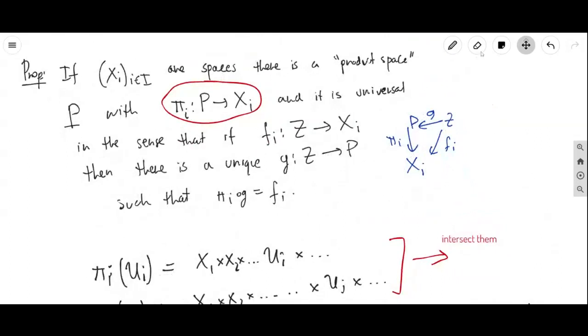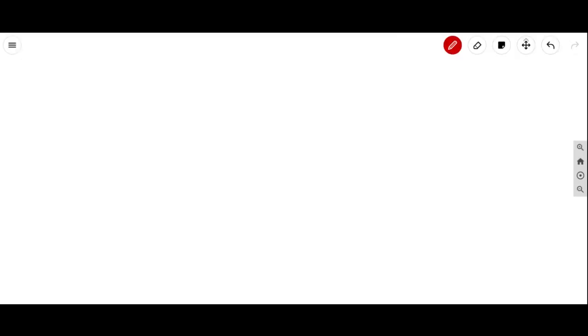Okay, I want to finish one last thing on product spaces before we talk about coproducts. But the good news is coproducts are actually very easy to say. The discussion on coproducts is not going to take anywhere near as long as this. So let's just mention this thing.